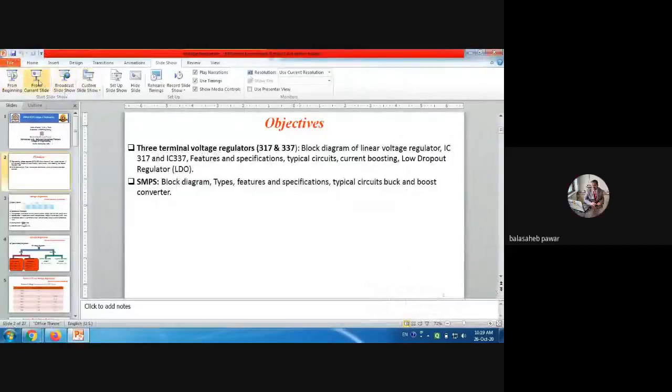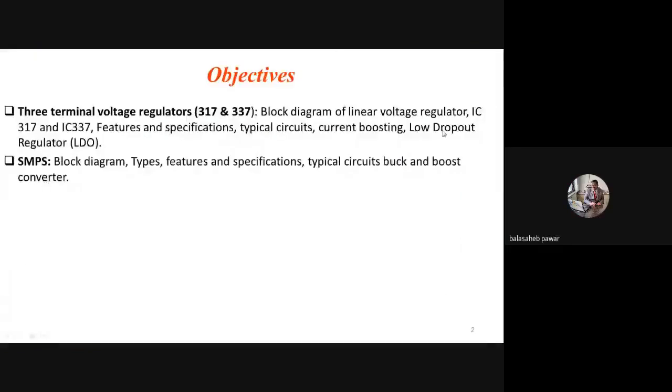Okay. So the objective of the session is to study the three terminal voltage regulators, and the examples are LM317 and 337. That is nothing but positive voltage regulator and negative voltage regulators. Right. The prerequisite we already discussed in the previous session.